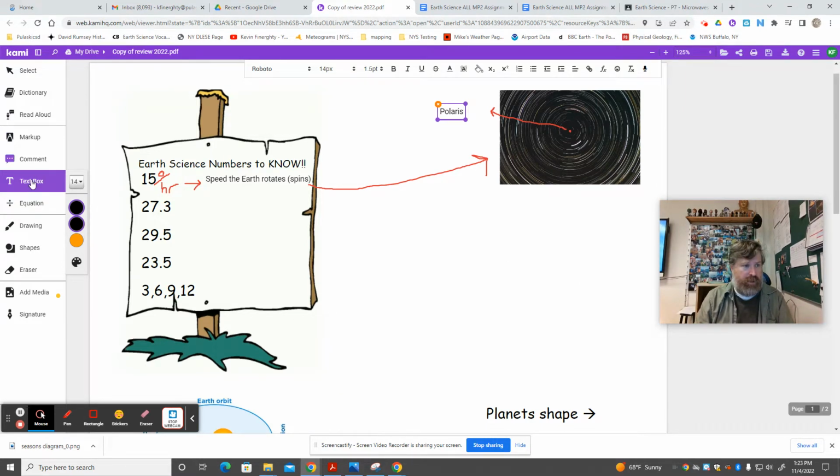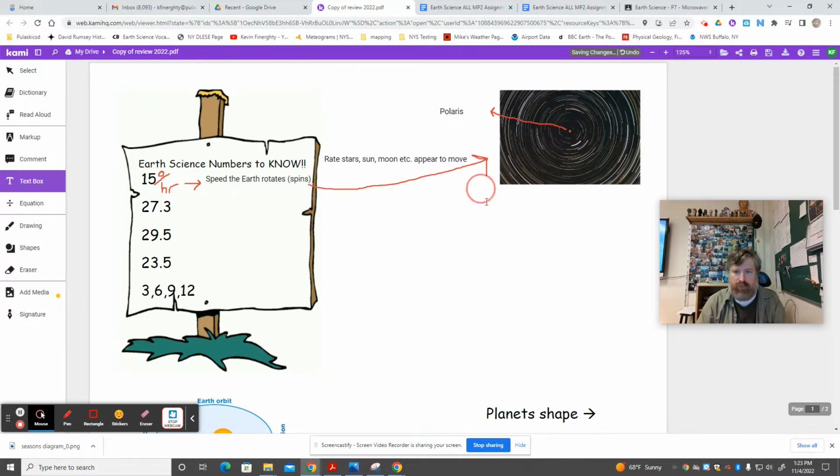All right, so we should probably note some of that too, right? It's also the rates stars, sun, moon, EC appear to move. Yeah, there's one number down.